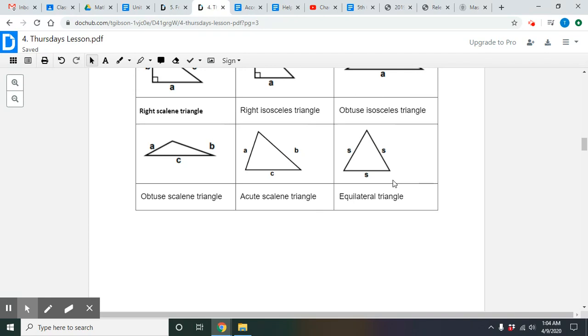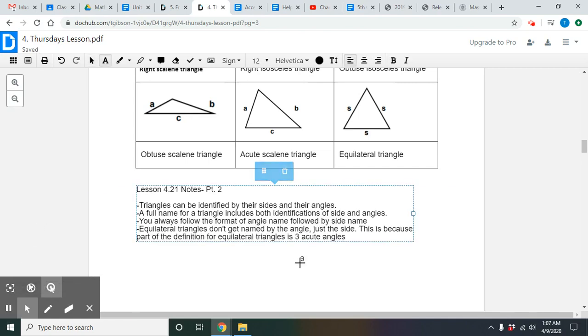is an equilateral triangle. Now, when all side lengths are the same, that means that all angles are the same because they have the same length in order to reach each other. All right, so now we are going to get into notes for today.